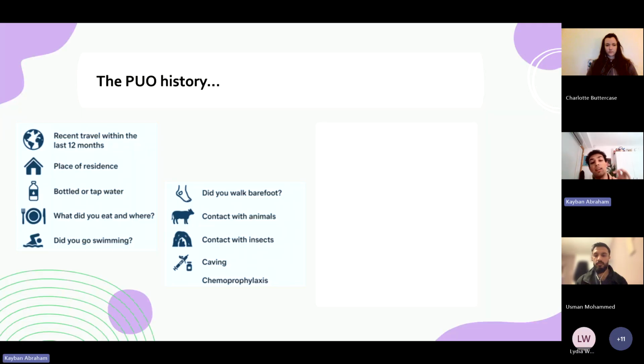This is essentially my checklist of what you should be asking. Big things are where they stayed, what they ate, where they ate it, what they drank, was it bottled or tap? Ice in drinks is really important. Oftentimes ice will come from tap water. In terms of swimming, generally fresh water is a bit worse than seawater. You can get some pretty severe infections like schistosomiasis.